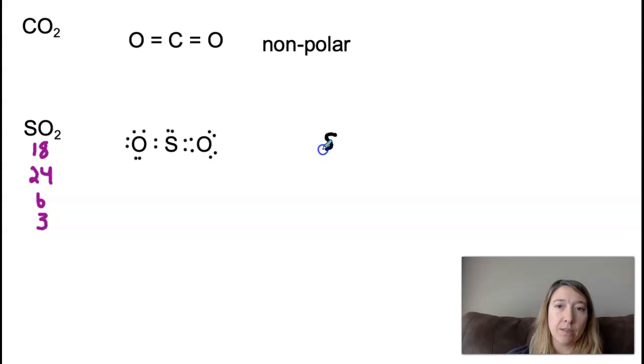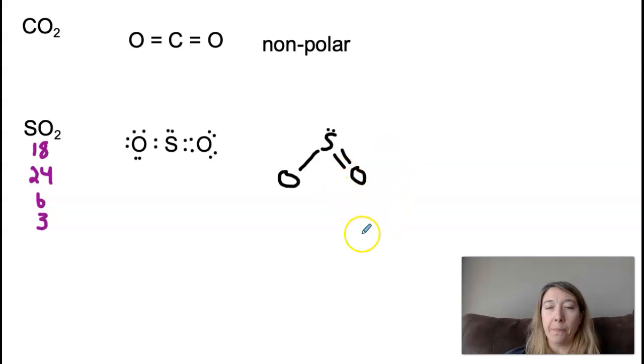So we have our S with its lone pair. We have our double bond to our O, and then we have our other O hanging out down here. And we don't need to show the lone pairs on these ones because they are not central atoms. So when we look at this, this is for sure going to be polar. And we know it's going to be polar because it's the bent shape with the lone pair on the central atom. And like I said earlier, anytime you have a lone pair on the central, it's always going to be polar. The question is, should it go up from the S or should it go down between the 2 O's?